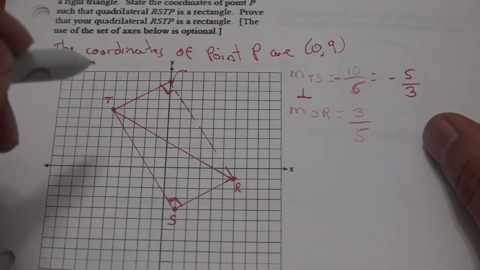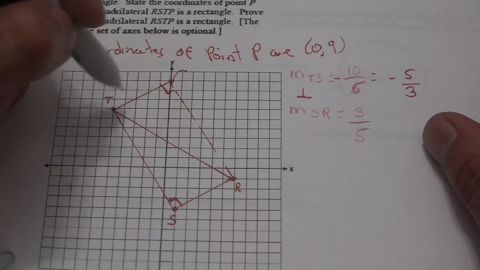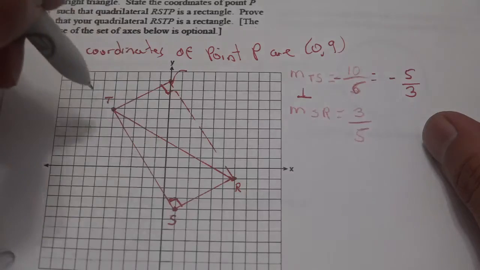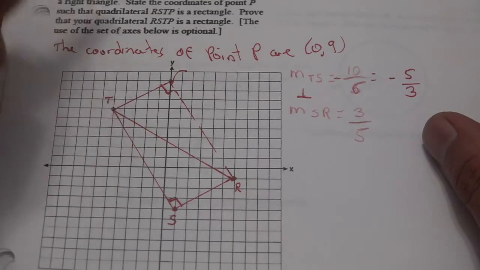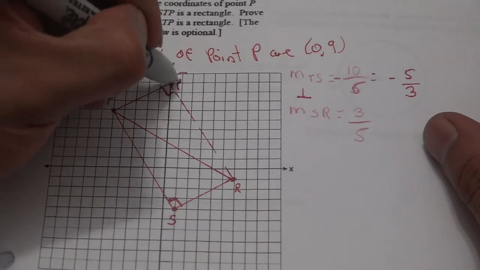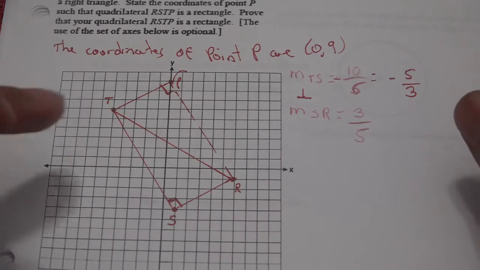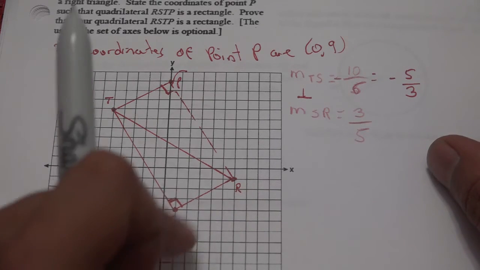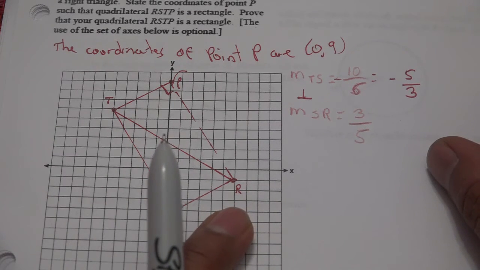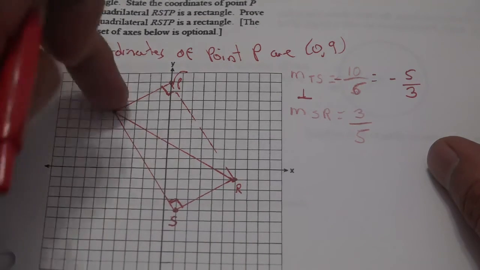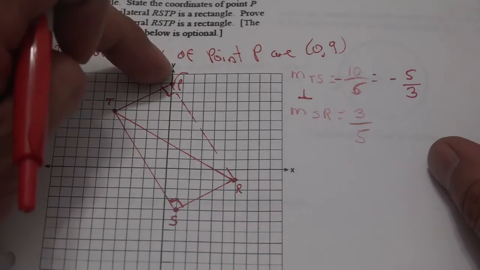Okay? And now, in a rectangle, opposite sides are parallel. So that means that they have the same slope. So TP, since the slope of SR is 3 over 5, then the slope of TP has to be 3 over 5. Okay?